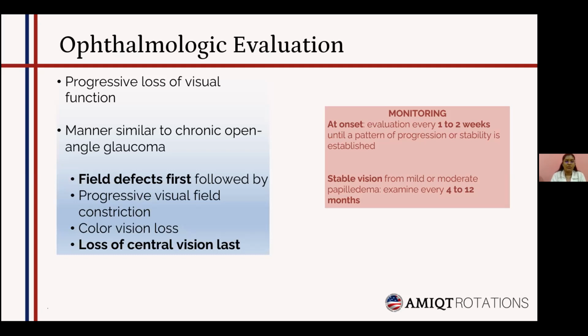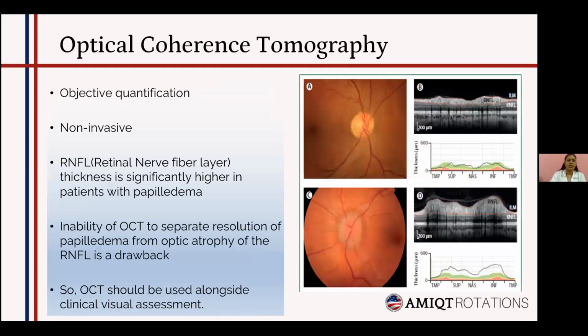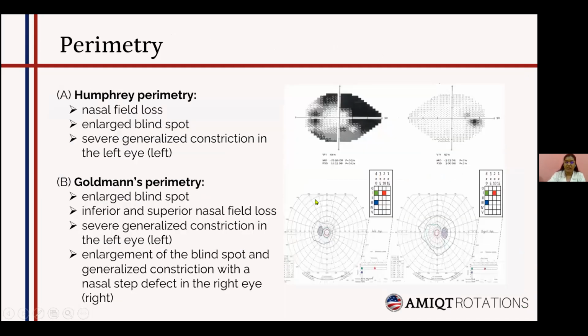So, how can we evaluate it? By doing a clinical visual assessment and doing an OCT. An OCT gives us an objective quantification of the edema. We can see here that the retinal nerve fiber layer thickness is significantly higher in this case where there is severe papilledema compared to a normal one. And we also can do a perimetry evaluation to look for progressive loss of peripheral field of vision.